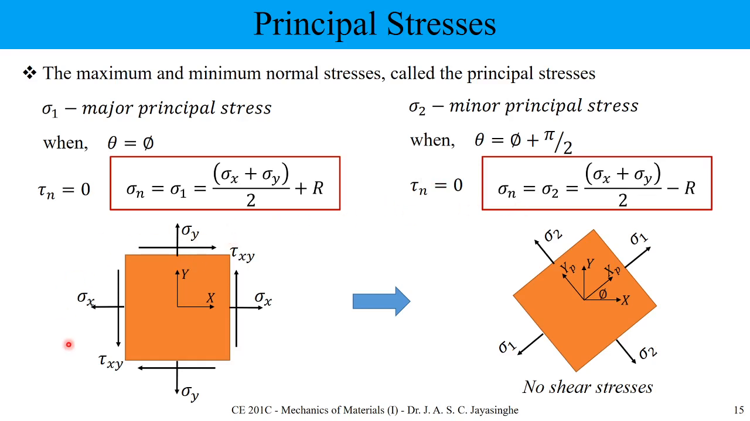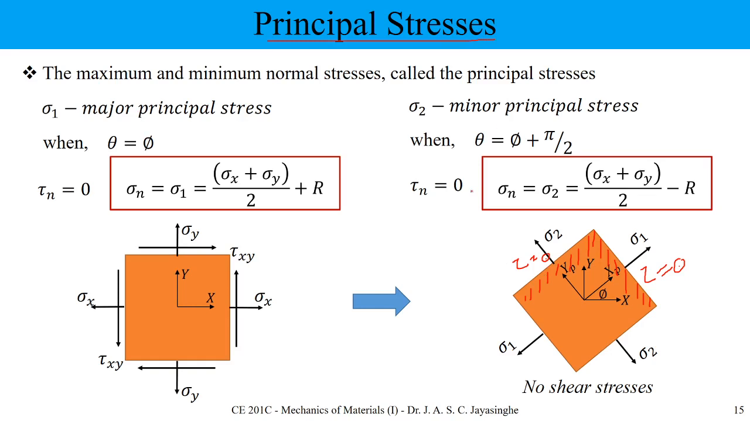And here this is our given element. Now if we take a phi rotation from our given x-axis, we can see our principal plane. This is our first principal plane. At that time tau goes to 0, no shear. And for the second principal plane, we add another 90 to phi. So again tau goes to 0. So this is the arrangement of principal stresses.